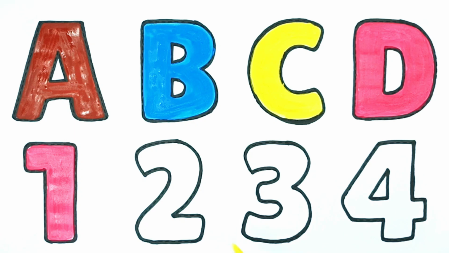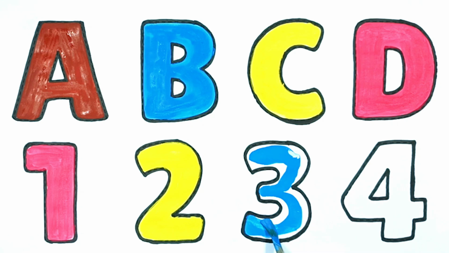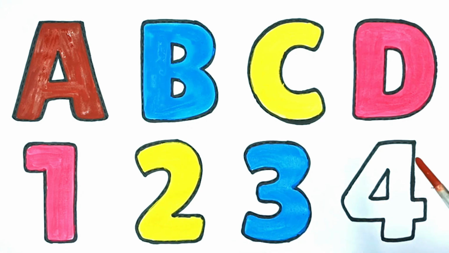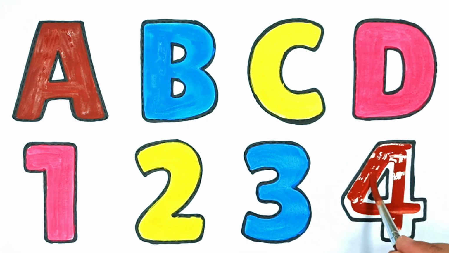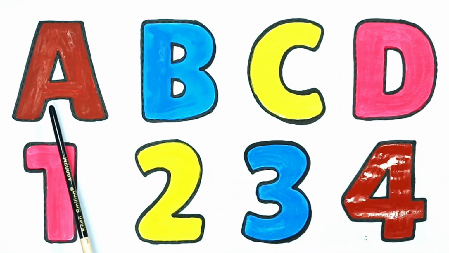One baby arrives. 2, two tiny hands hold. 3, three sweet kisses given. 4, four cozy blankets wrap. A, B, C, D. 1, 2, 3, 4.